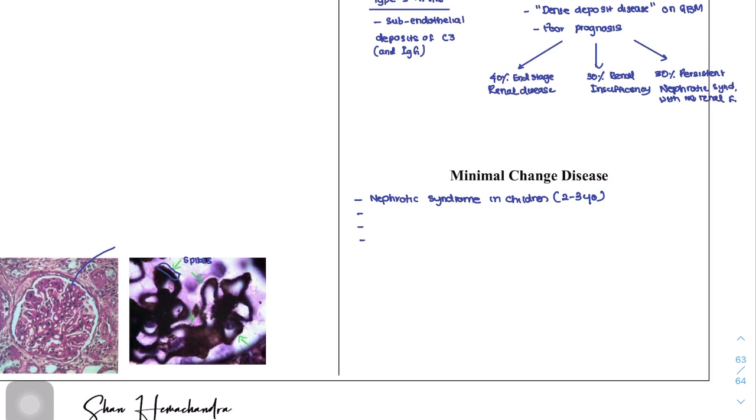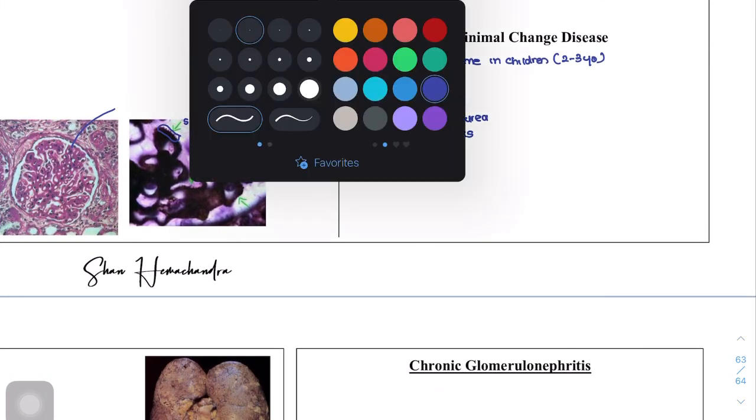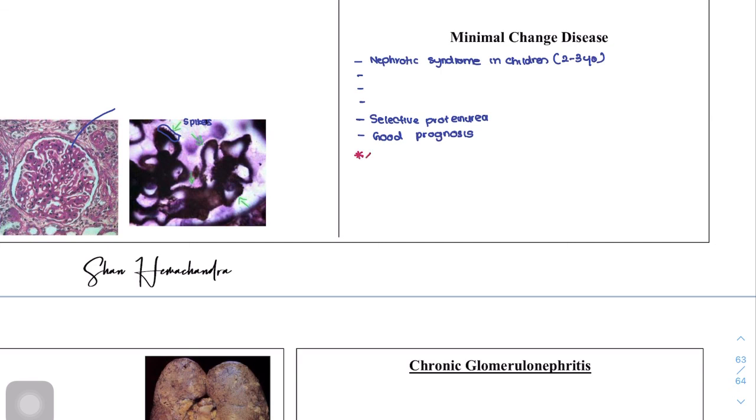There is reversible, uniform, diffuse loss of foot processes. And we get selective proteinuria with good prognosis. What does that mean? These kids will not have long-term issues due to kidney disease. And the treatment for this is corticosteroids.